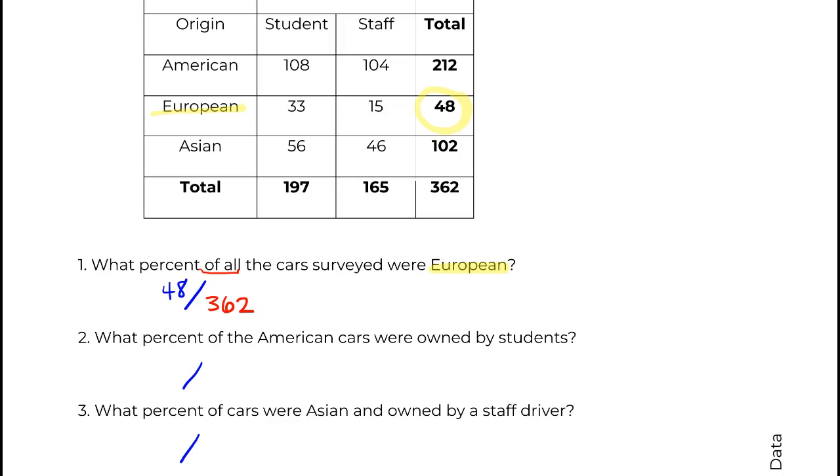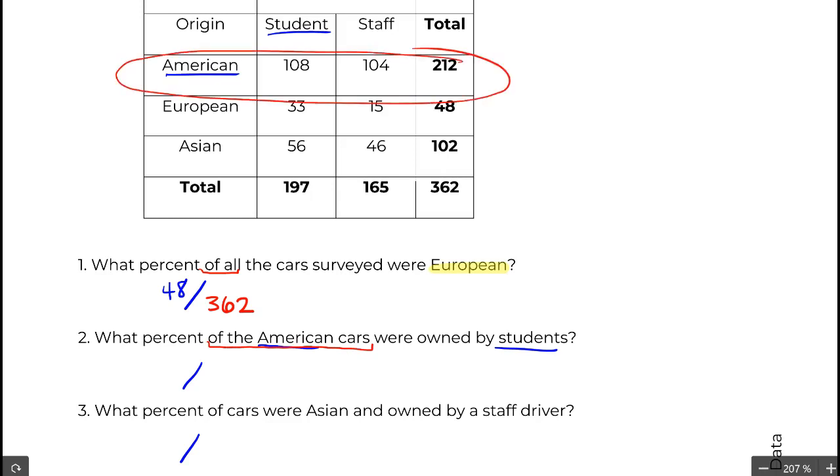What percent of American cars were owned by students? So now we have 2 things mentioned. We have student and we have American. But as you'll notice, now the wording has changed. Instead of saying of all cars, it says of the American cars. So the whole that we care about are these American cars. We can ignore the rest of this table. We only care about that. And so our total, what we're dividing by, is that 212. And we want, of those American cars, how many were owned by students? So now we're going, okay, of the American cars, 108 of them were owned by students.